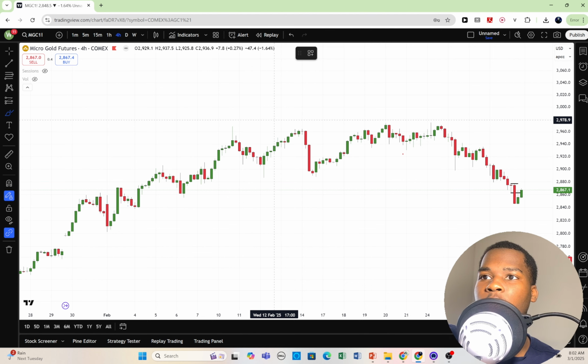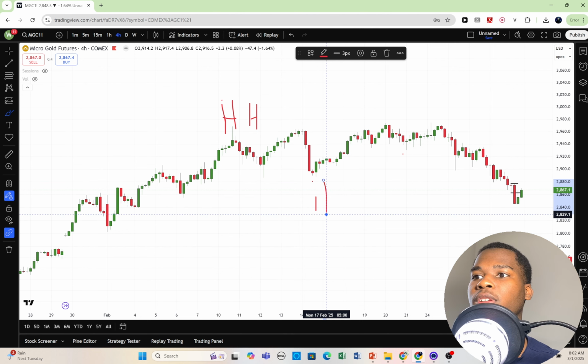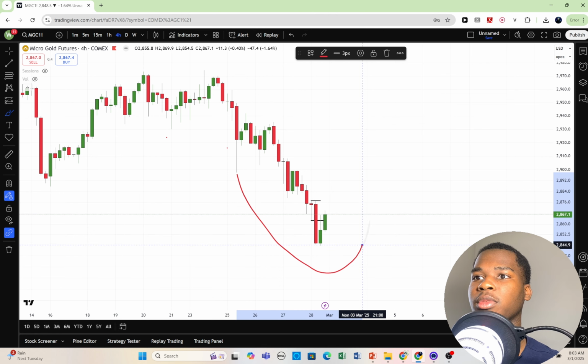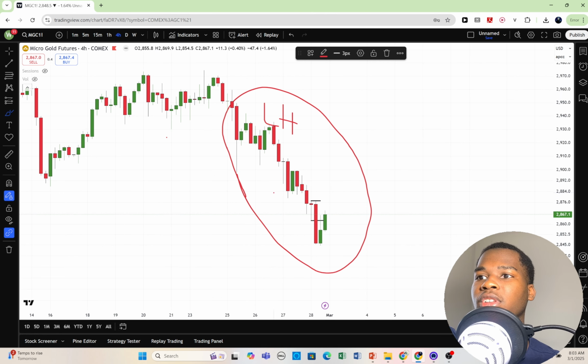Inside of an uptrend, we want to mark off our higher highs and also our higher lows. See how the market made this higher high right here, and then also we dipped down and made the higher low. Same thing applies when we are in a downtrend where we make lower highs and also lower lows.